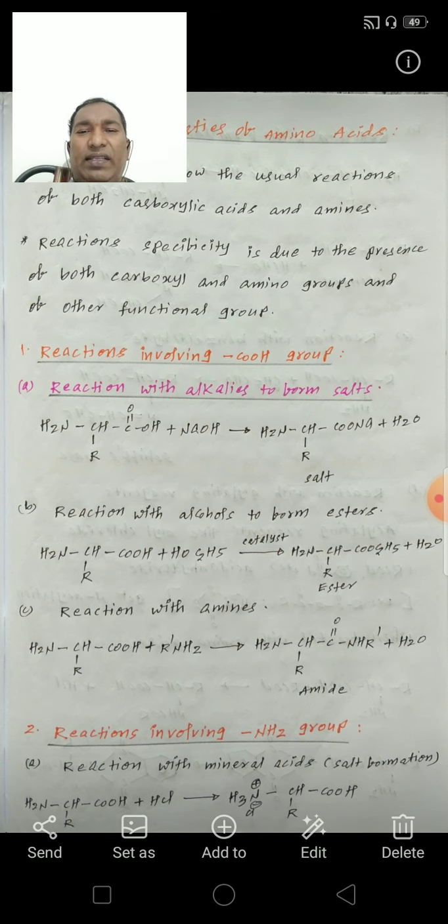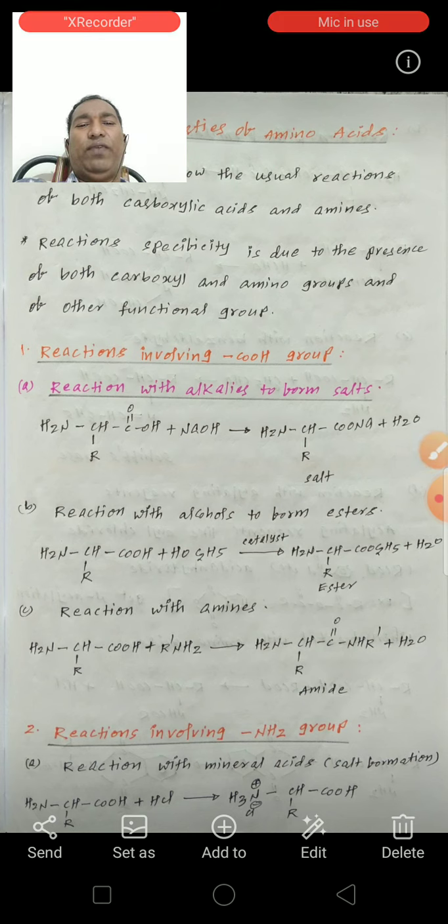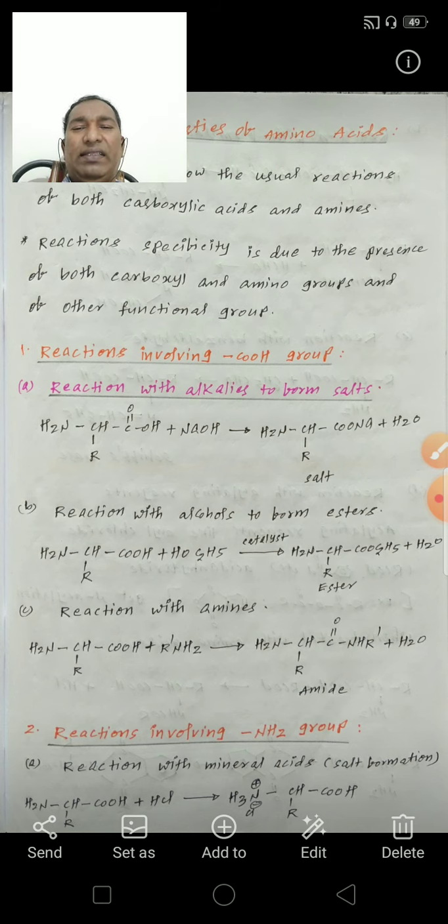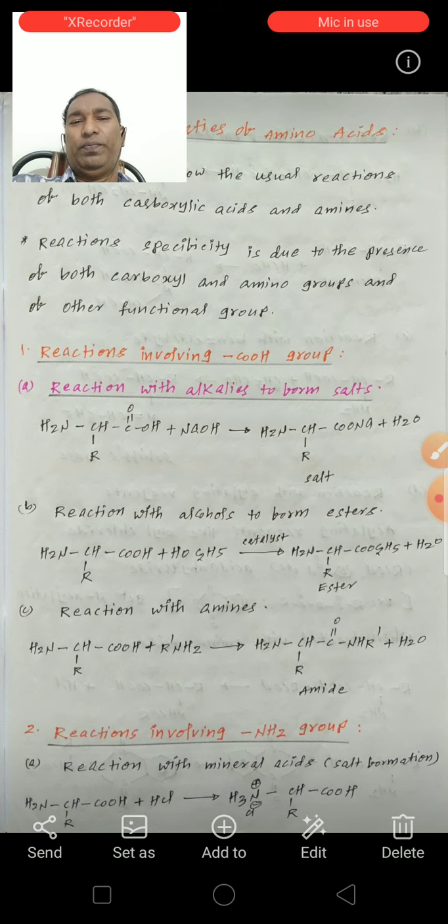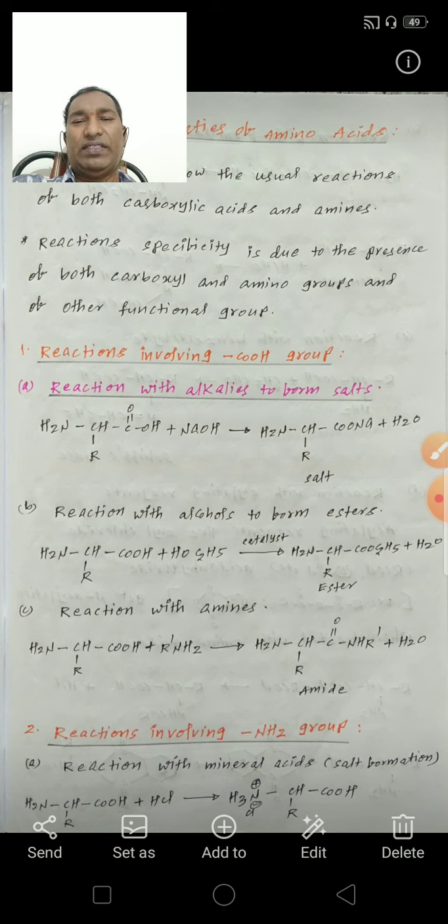So like that, amino acids react with alcohol in the presence of a catalyst to form an ester. In this reaction also, only the COOH group participates. The NH2 group does not get involved in this reaction. Only the COOH carboxyl functional group is involved in the formation of the ester.